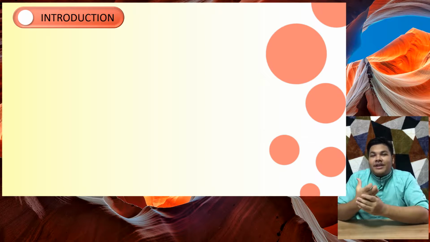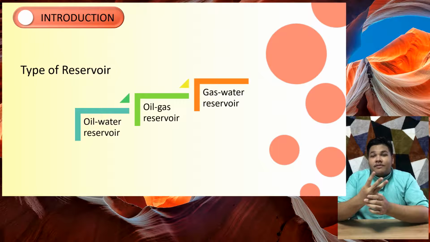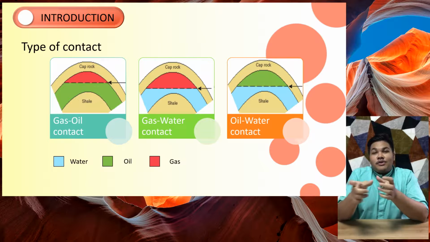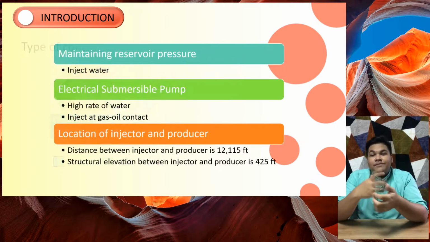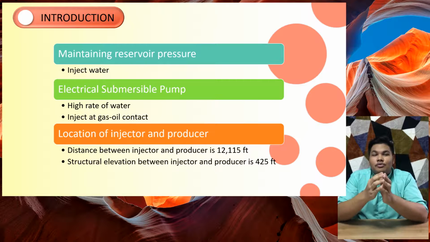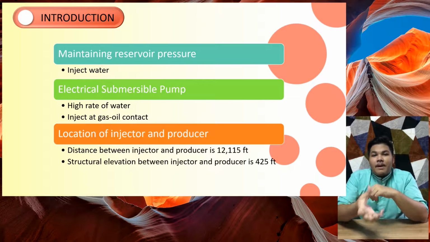In petroleum engineering, there are three types of reservoir, which are oil water reservoir, water gas reservoir, and gas oil reservoir. If the reservoir contains two fluids, which are gas and oil, there will be a gas oil contact. Same with others such as water gas contact and oil water contact. This paper shows us how to maintain the pressure by injecting water. It also uses the electrical submersible pump.